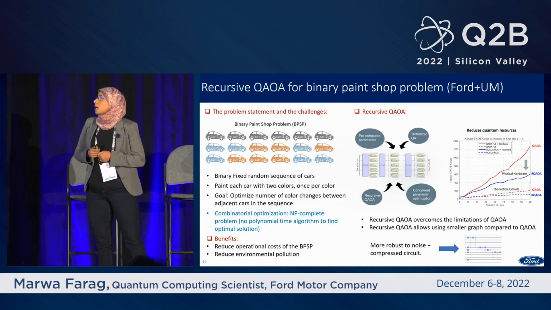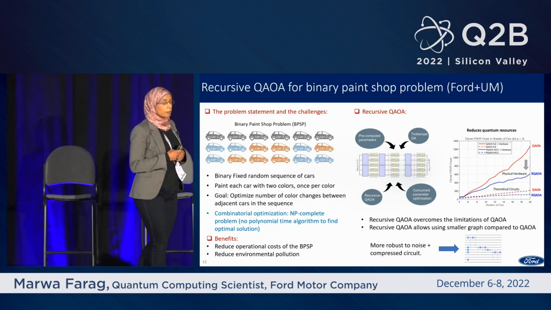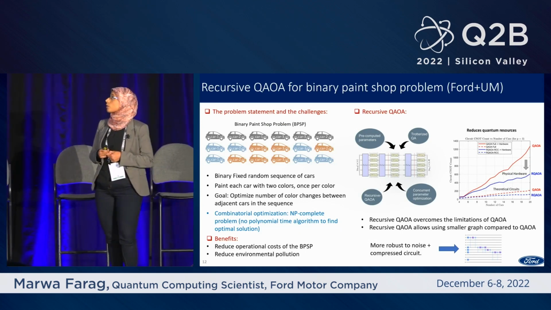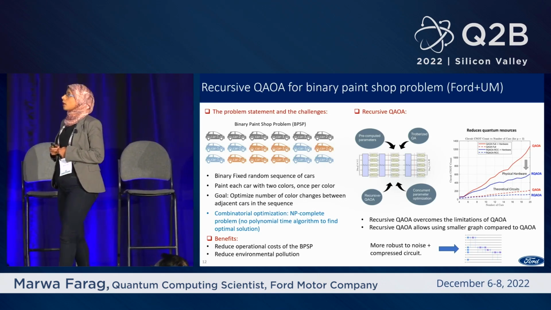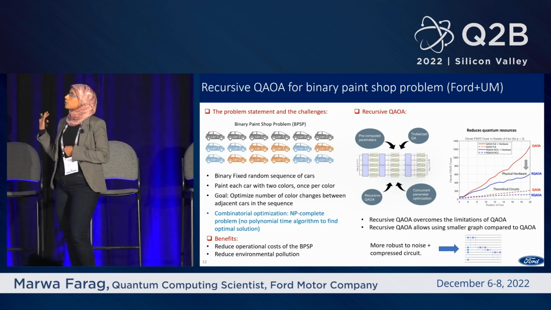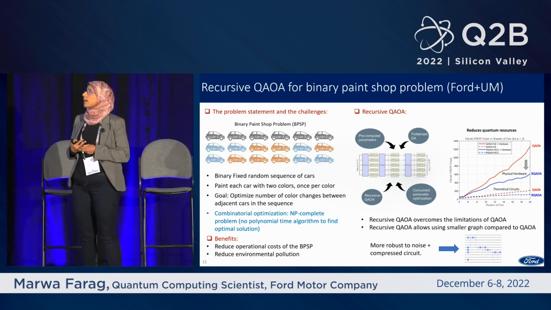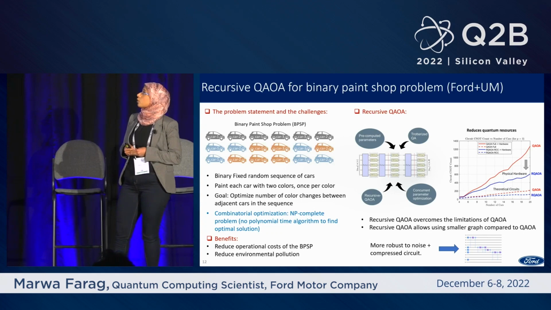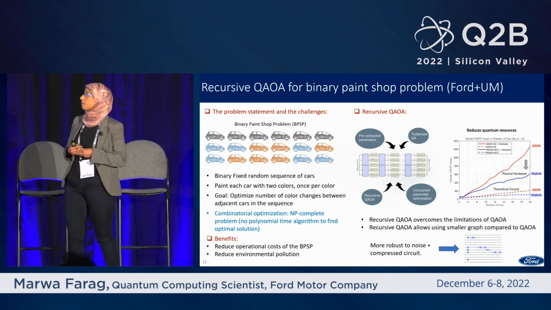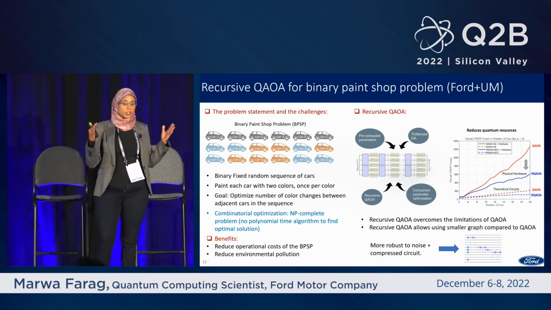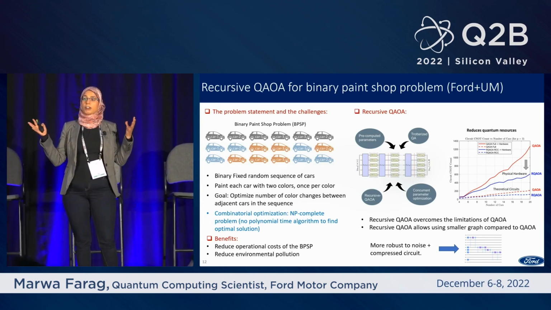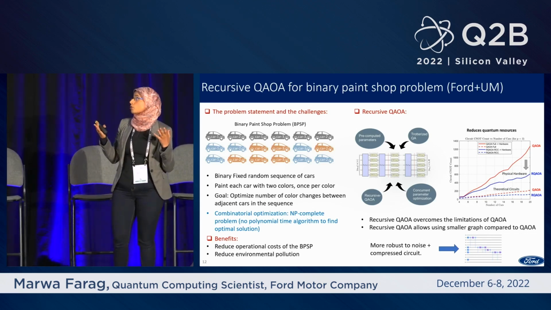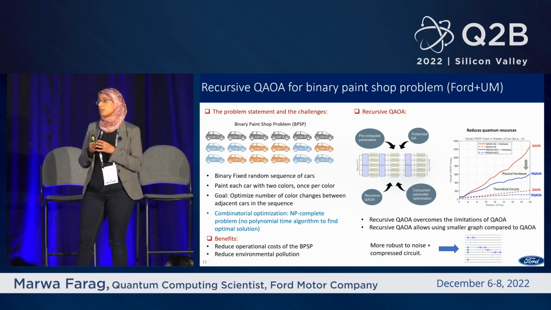We have been collaborating with the University of Melbourne in Australia with Professor Lloyd, and we have been using QAOA to investigate how we can use this tool for some optimization problems we have. One of these problems is the binary paint shop problem. This is a problem in manufacturing. Simply, you want to minimize the number of color swaps in a sequence of cars under some constraints, and this is actually considered to be an NP-complete problem.